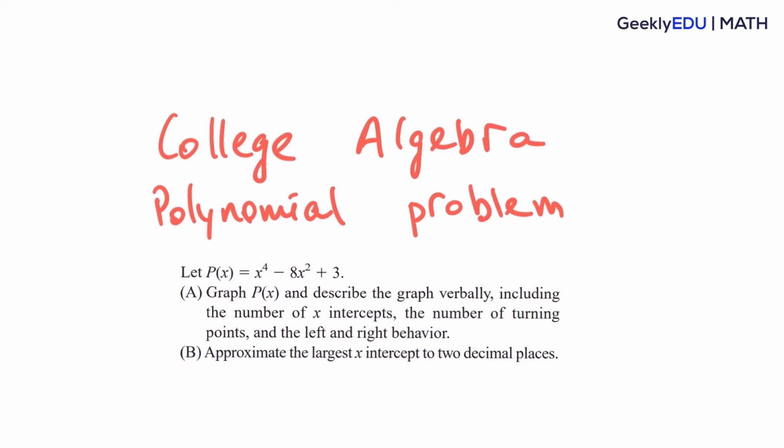Hey guys, so today we're going to solve an example problem that you might find in a college algebra textbook. So here's what it looks like. We have a polynomial of the fourth degree, x to the fourth minus 8x squared plus 3. And there's a couple parts.